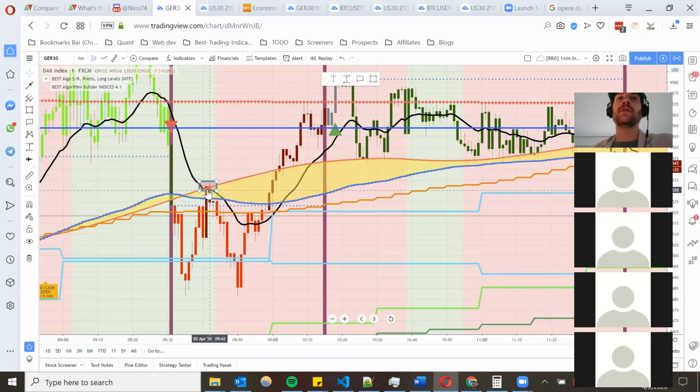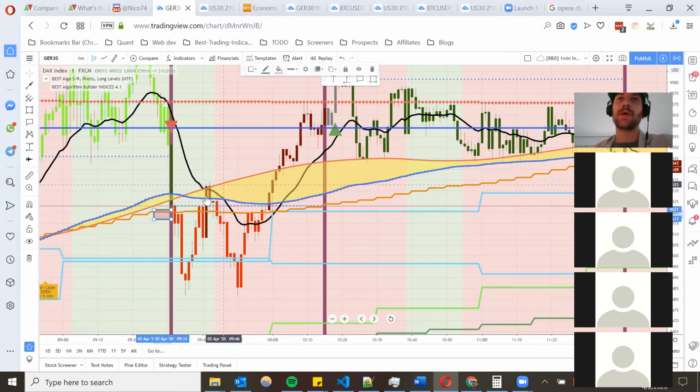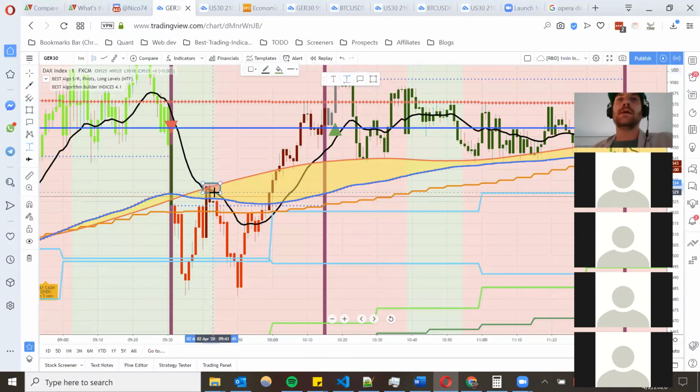Okay, so here is the entry. Why? Because when my EMA 20 is not below the cloud for a short, I'm going to wait for a pullback past this black plot, and then I will aim for here. Okay, and then boom. Okay, and then I will give you some context.